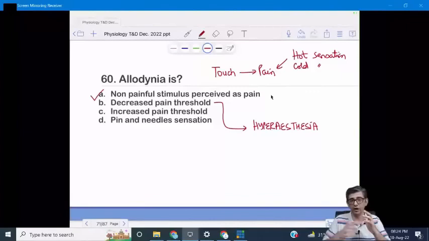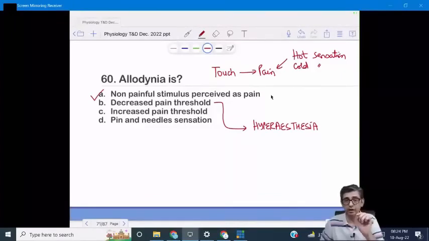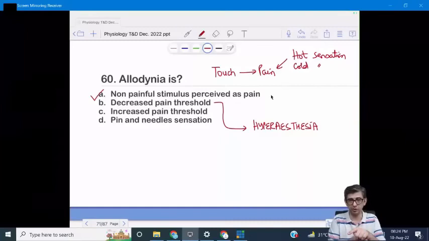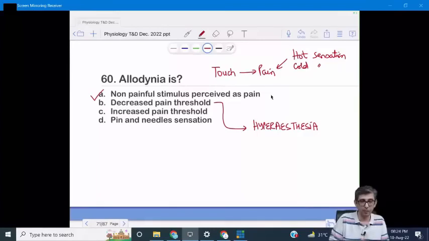Hyperesthesia मतलब decreased pain threshold. You gave pain, the pain is being perceived much more by the patient. But in allodynia, it is altered perception. Touch is being perceived as pain. 60 is option number A. Okay, I had variable response even for this one, or maybe only one person answered.